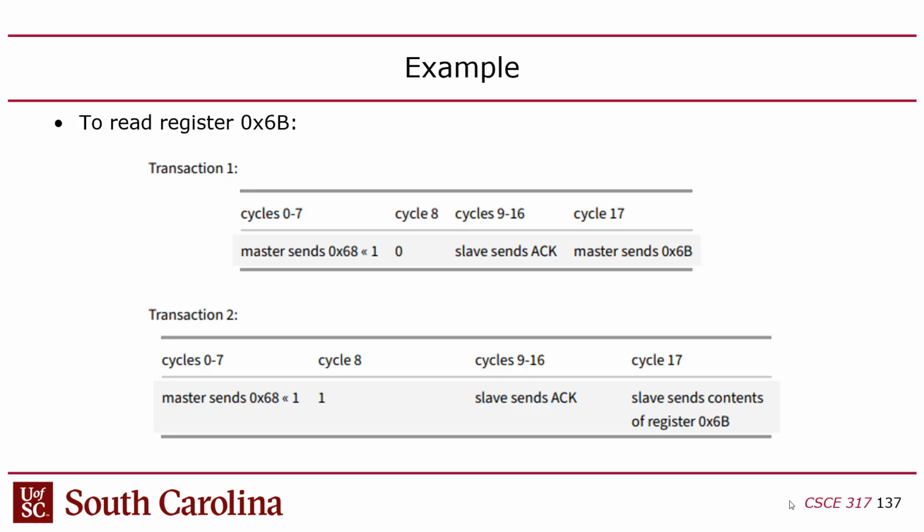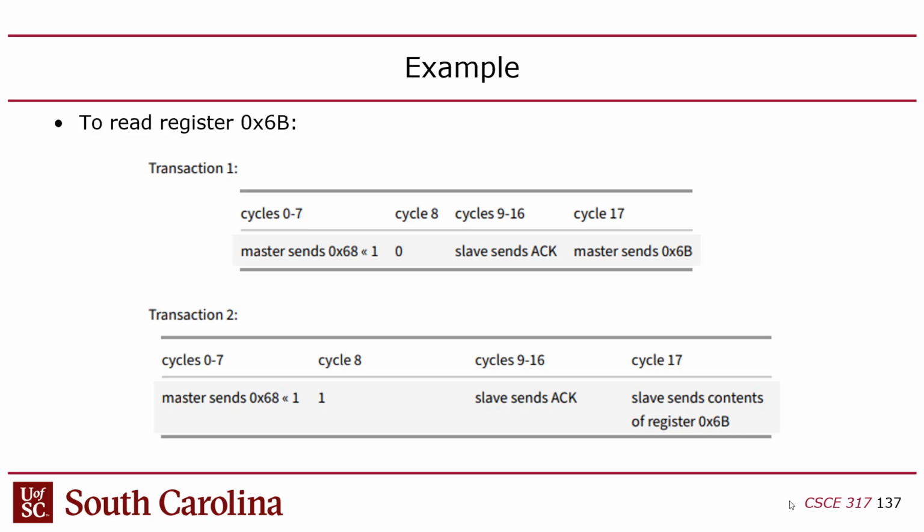So to read, if I want to read register 6B, it requires two separate transactions. The first transaction is how you tell the device the register address that you want to read, right? And then in the second transaction, you allow. See, this one's screwed up too. Yeah, I'm sorry about that. Because this is the data, this is not the ACK. The ACK is obviously 1 bit.